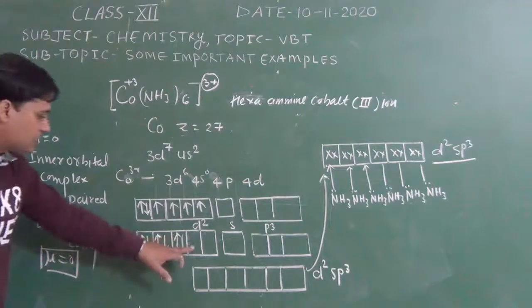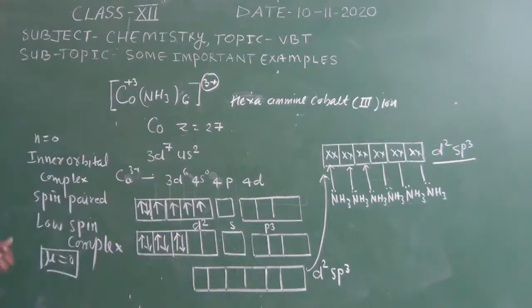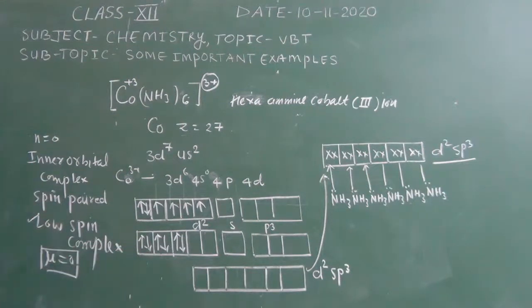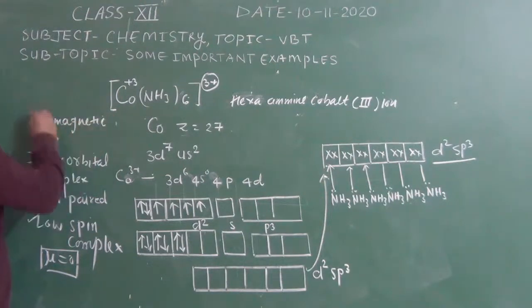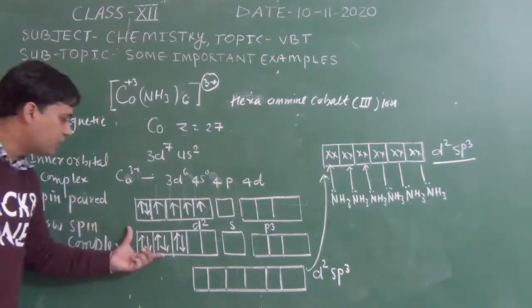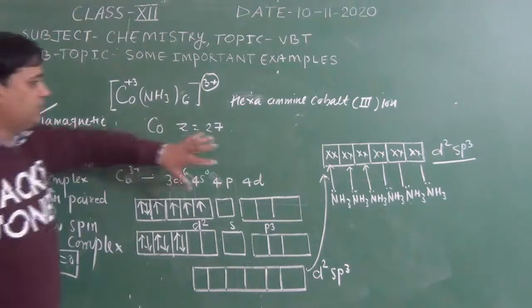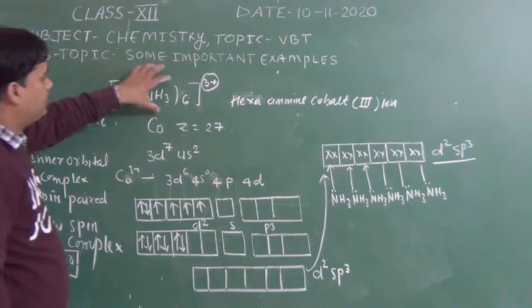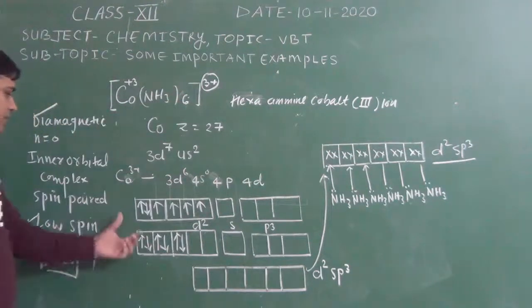It forms an inner orbital complex because 3d orbitals are involved in hybridization. Spin paired because all electrons are paired. Low spin because there is no unpaired electron, so the magnetic moment is equal to 0, so it is known as a low spin complex. It is diamagnetic because it has no unpaired electrons. Okay, so this type of hybridization we can represent in this way. The hybridization of [Co(NH3)6]3+ forms an inner orbital complex.